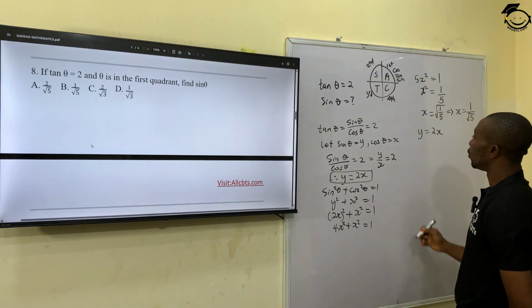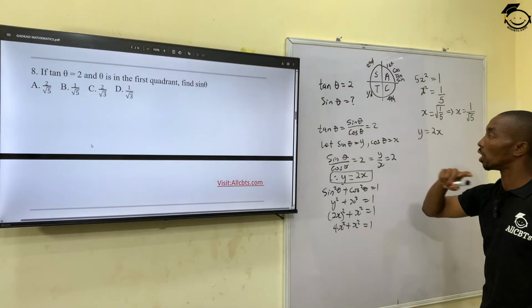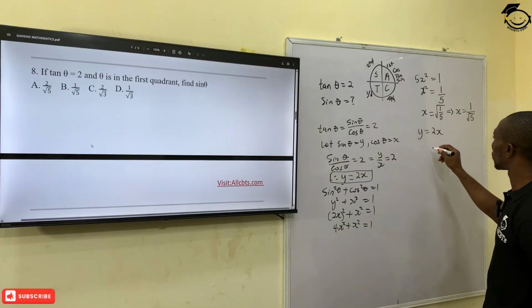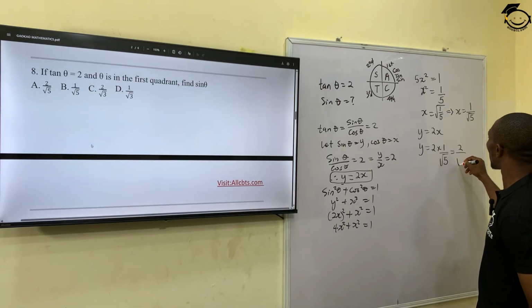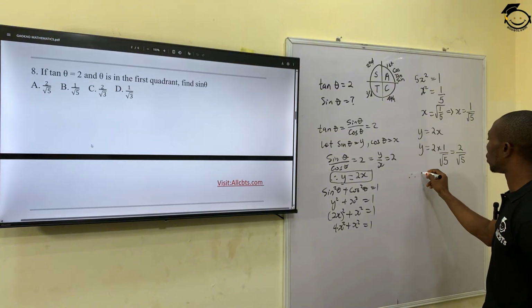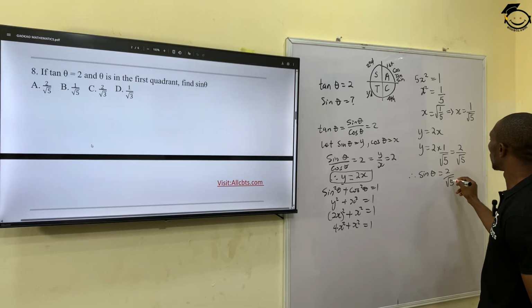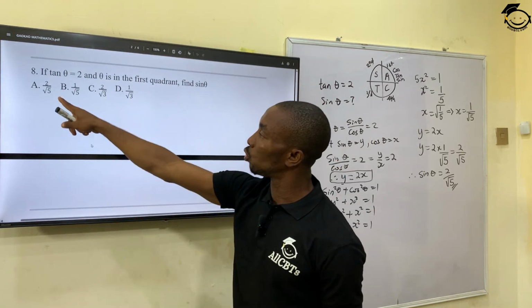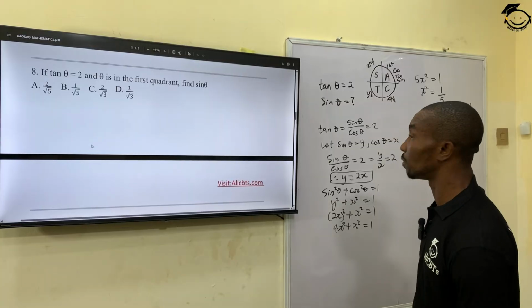Okay? Now, remember that y is sine theta, and we are asked to find sine theta. So y equals 2x, and the value of x is 1 over root 5. So y equals 2 times 1 over root 5, which will give us 2 over root 5. So therefore, our sine theta will be 2 over root 5. So that will be option A. 2 over root 5 will be the value of our sine theta since it's positive.